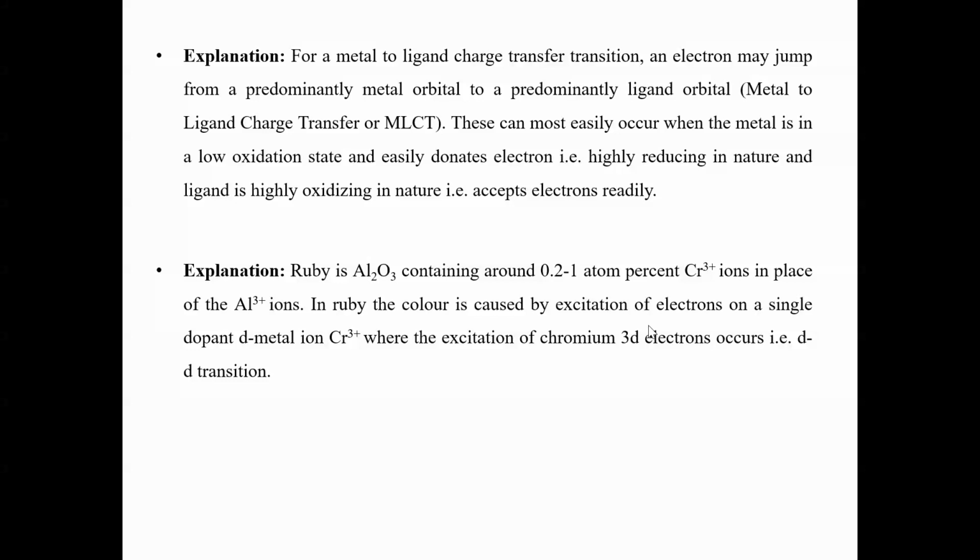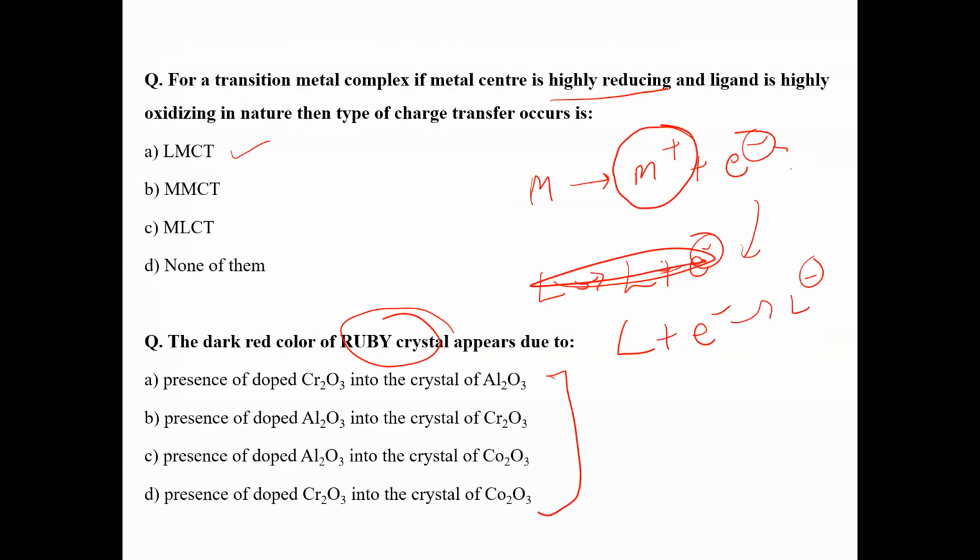The second one is ruby, which is alumina containing 0.21 atom percent of chromium plus 3, in place of the aluminum plus 3 ions. And as discussed earlier, it contains some octahedral holes. So in ruby, the color is caused by the excitation of an electron on a single dopant d metal ion, right? So it is a dopant where the excitation of a chromium 3d electron occurs, that is a d-d transition. So you can choose the answer accordingly. Yeah, the first one.